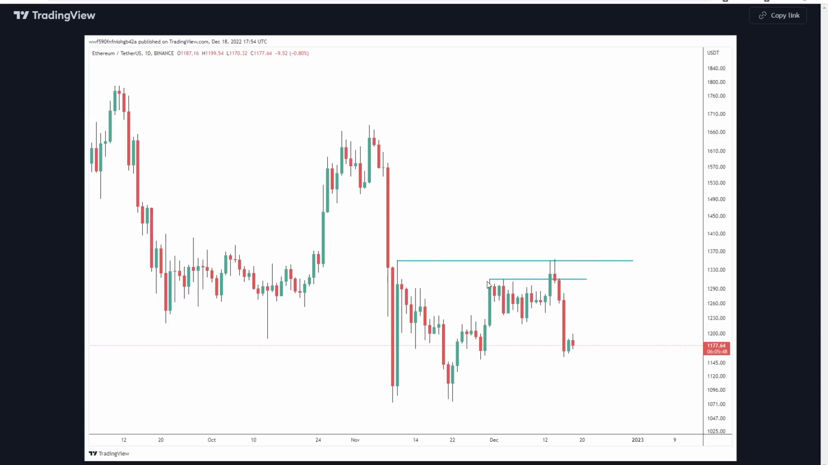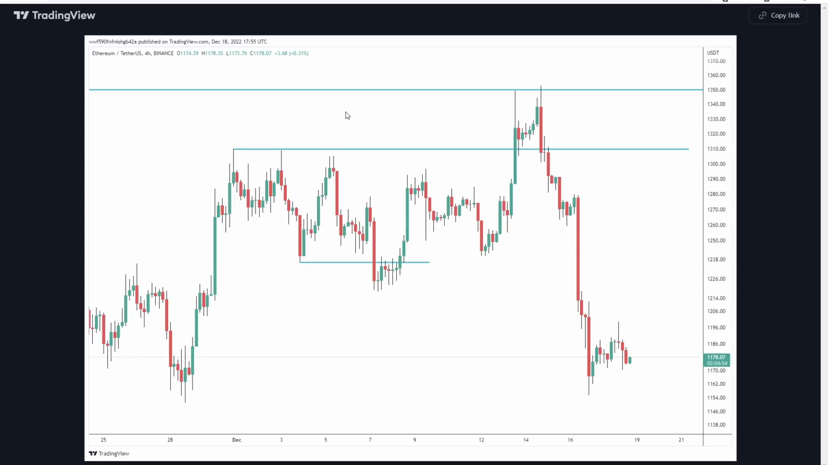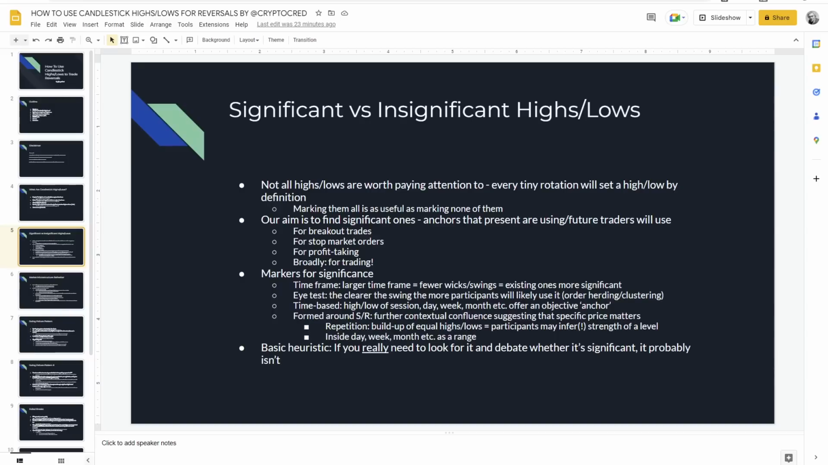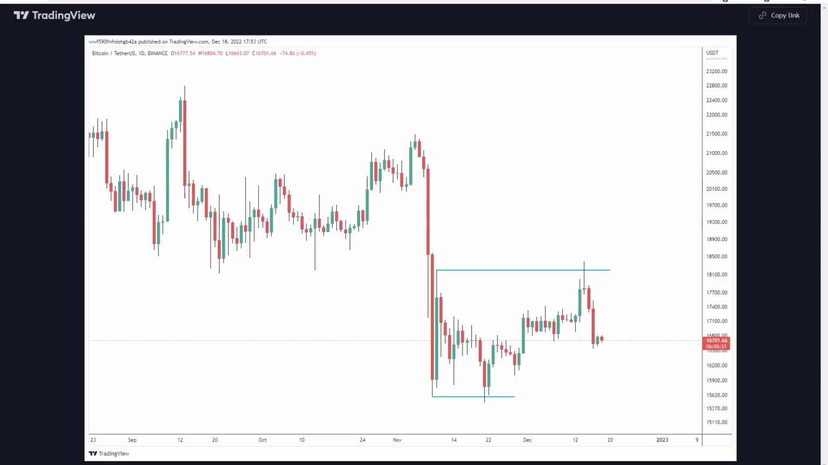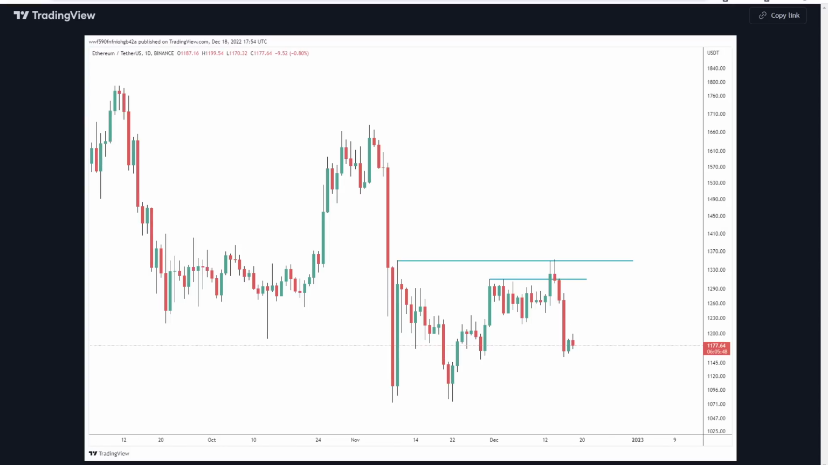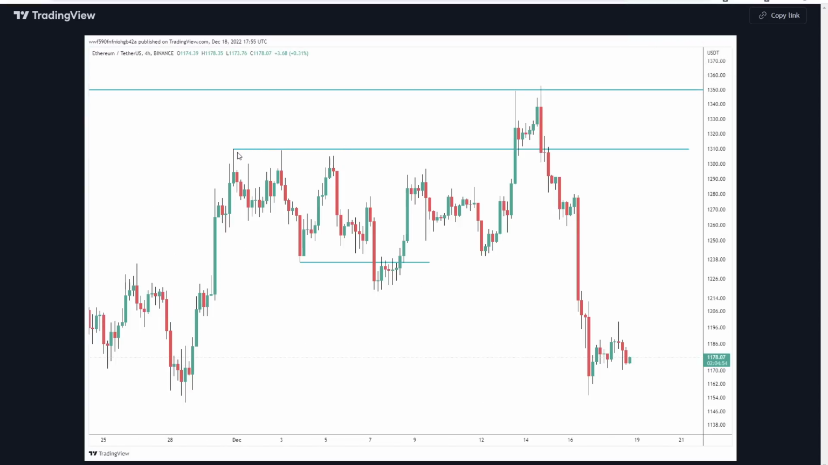closes down, and ends up giving you the puke. Actually, if you look at this intermediate 1300 level on the 4 hour, you have a mini version of that, where I said, do you remember in the slides the point about repetition? Build up of equal highs or lows, participants may infer strength of a level. We have a good example of that on ETH on the 4 hour, which is this cluster of highs here, 1, 2, 3, 4, market comes in, clears them out into the higher time frame level, and then gives you a backside retest of the intraday level before moving lower.